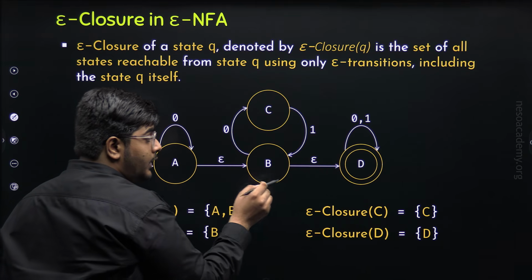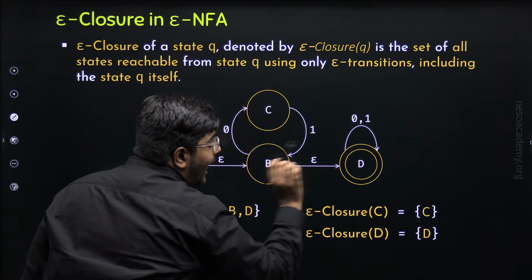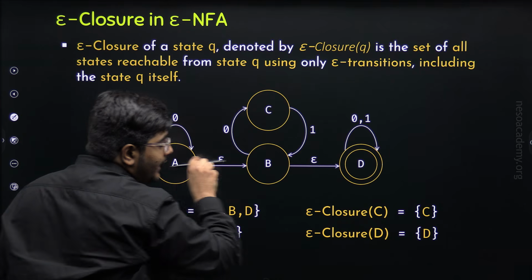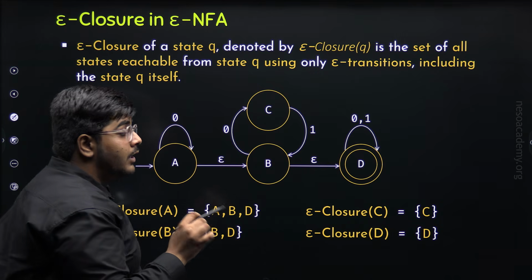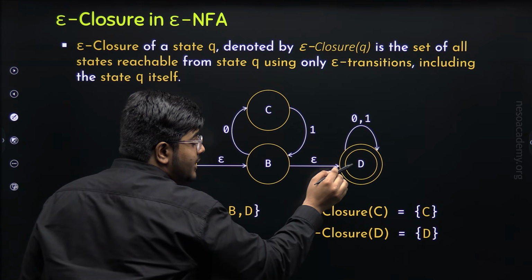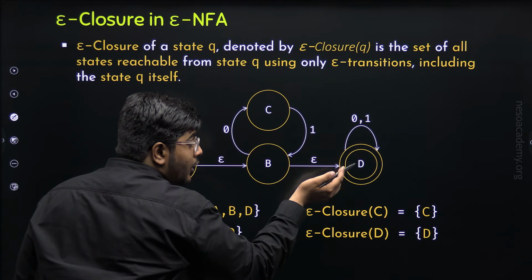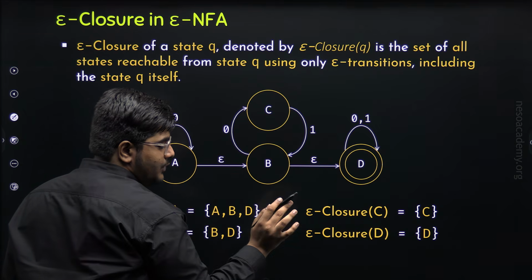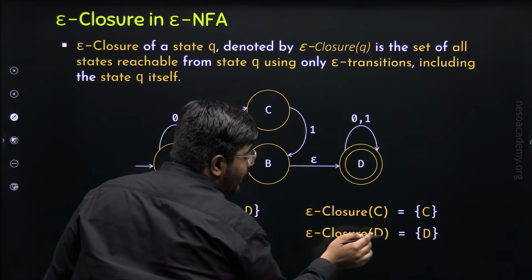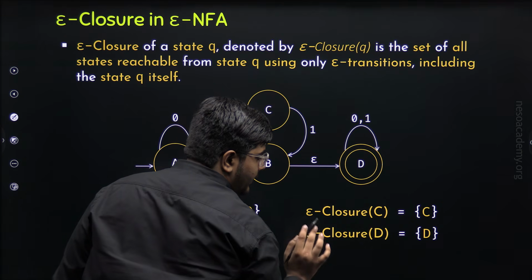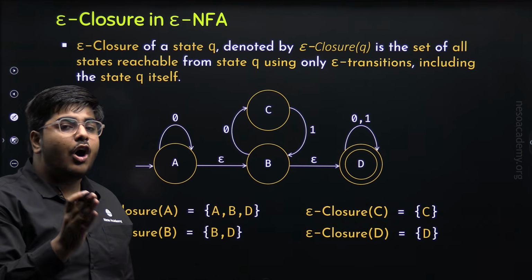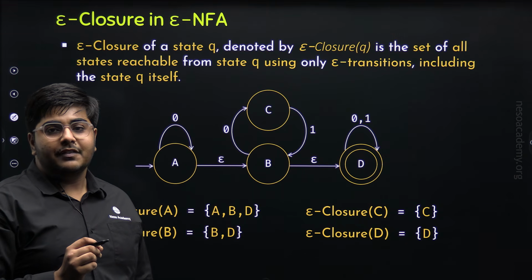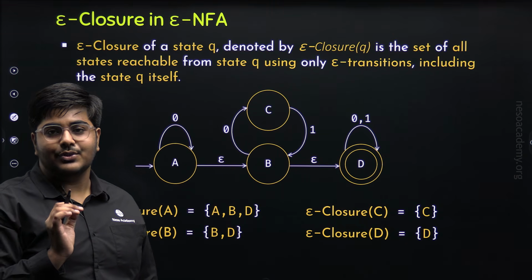Here you need to note that these are not the outgoing transitions. These are the incoming epsilon transitions. So don't get confused with that. We are not having any transition from the state D to reach any other state. That is why epsilon closure of D only contains the state D. This is how we calculate the epsilon closure of a given state in an epsilon-NFA. I hope you have understood it.